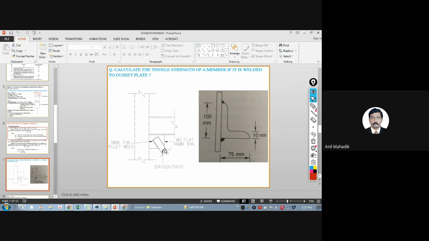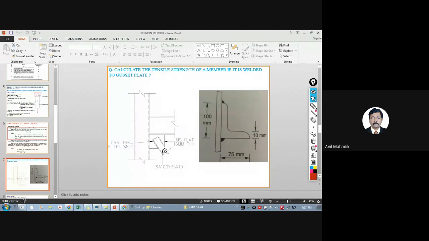Whatever we learned till now, how do we calculate the tensile capacity? 150 into cross-sectional area. Yeah, so net area into permissible stress. So 150 into net area.